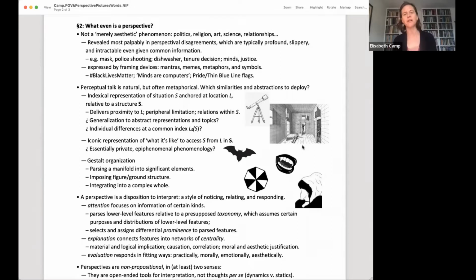So the way I think of framing devices is these are mantras or memes, metaphors or another case. They need not be linguistic, they might be symbols. These are representational vehicles that have the function of expressing and suggesting and guiding interpretation in this ongoing, open perspectival way. And I've given some illustrations I take to be there.